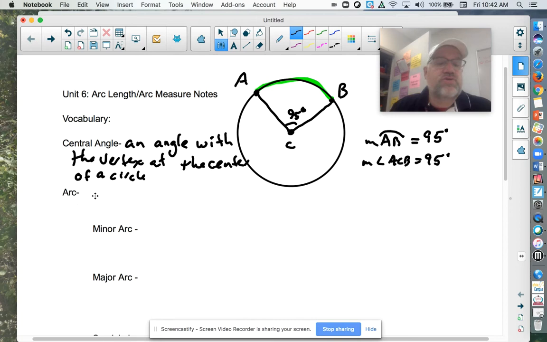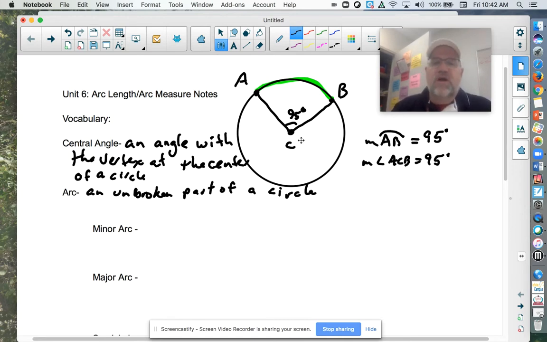I kind of just told you that, but it's really an unbroken part of a circle. Now you can see that I label it, I use the endpoints A, B, and I put that little arc over just like I did over here.